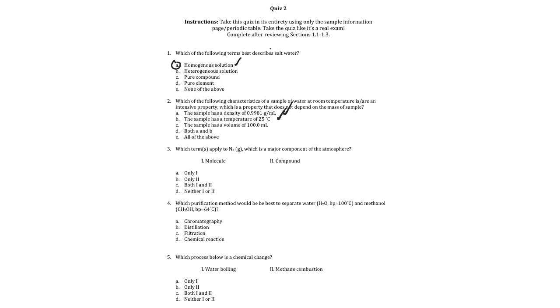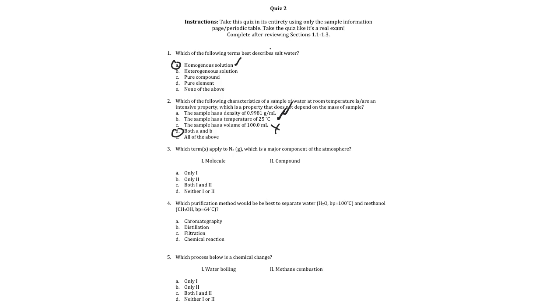Then the sample has a volume of 100 milliliters. That volume is certainly dependent on how much volume there is. It's a quantity dependent variable. So that would be an extensive property, not an intensive property. So A and B are the correct answer, it would be D, both A and B are intensive properties of the substance.